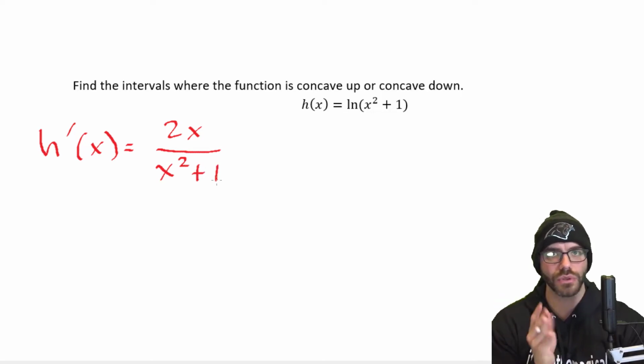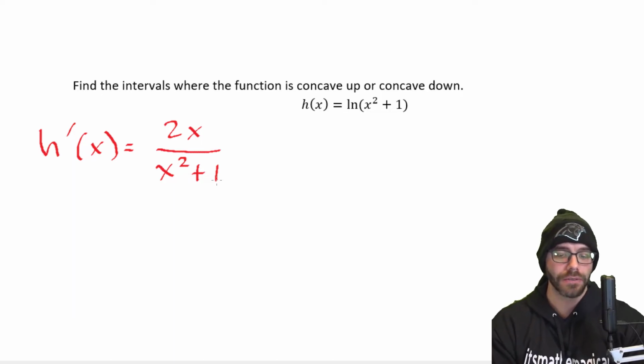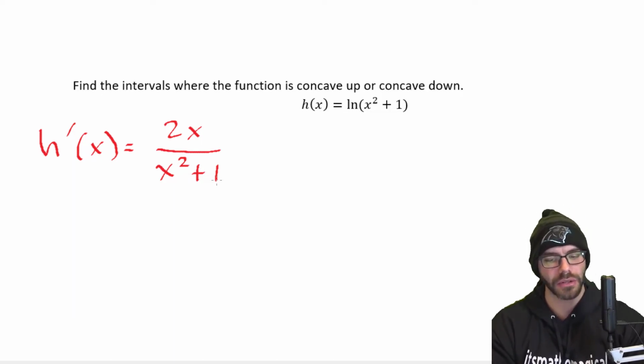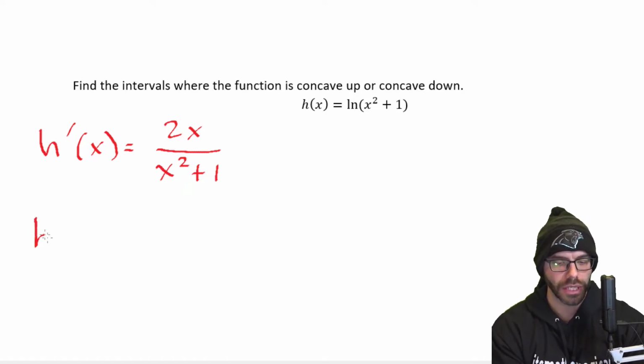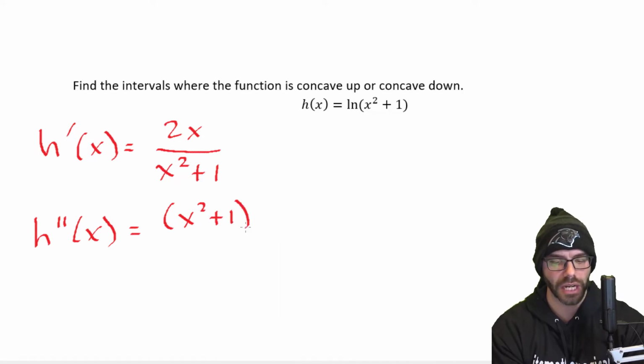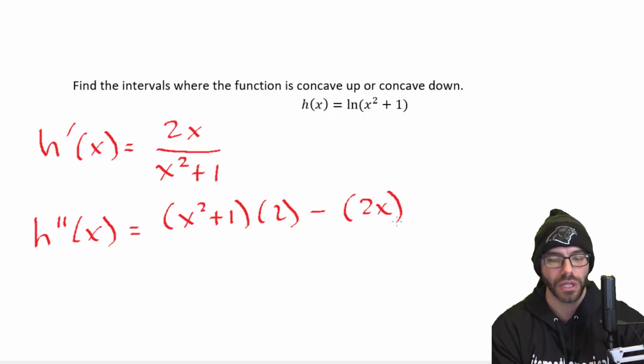Now, please be careful. You cannot reduce anything here. From here, take the second derivative. Now, notice this is a rational function. Therefore, you have to use your quotient rule. So, h double prime is going to be low d high. So, low is x squared plus 1 times the derivative of the high, which is just 2, minus high, which is 2x, times the derivative of the low. The derivative of x squared plus 1 is 2x, all over low squared.